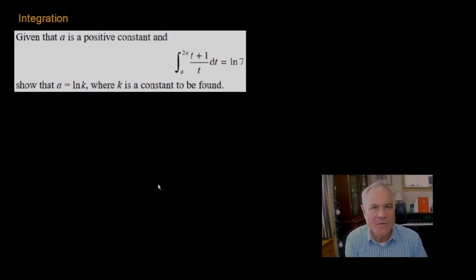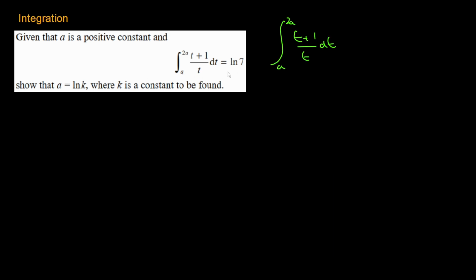I think the essential thing to do with any integral, before you start launching into integration by parts or substitution or whatever, is to just see whether it can be simplified by very simple algebraic methods. And this example shows you just that. Let's have a go. So we've got that integral in t, we've got limits, and we need to show that a is equal to ln k.